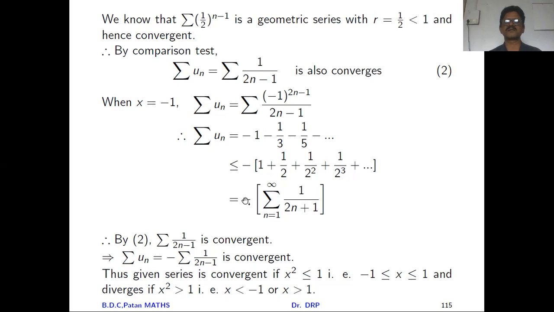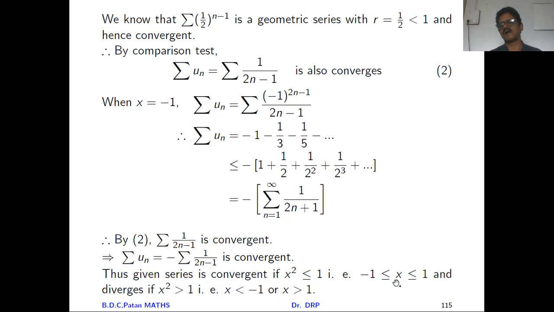So friends, this can be written as minus summation n runs from 1 to infinity of 1 upon 2n minus 1. And we know by the earlier result that summation 1 upon 2n minus 1 is convergent. Its meaning is that summation un equal to minus summation 1 upon 2n minus 1 is convergent. Thus the given series is convergent if x square is less than or equal to 1. We know when x square is less than 1, it is always convergent, and if it is equal to 1, then in that case also it is convergent.